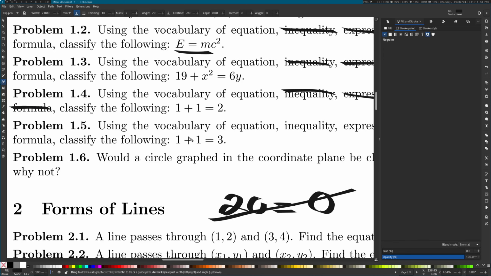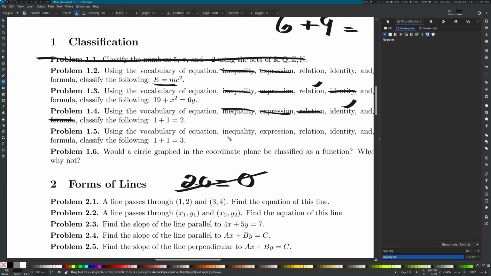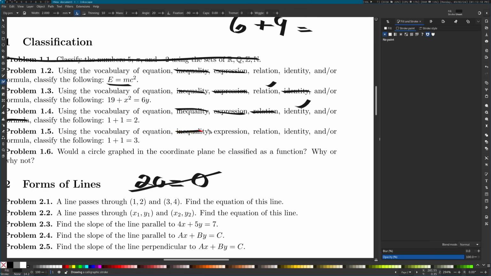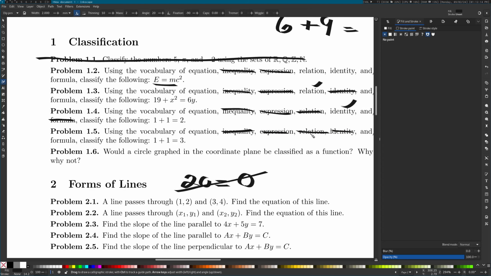Okay, now the last one about vocabulary. Is 1 plus 1 equals 3 an equation? Yeah, it's just false. All right, then you guys got this one. It's actually not an identity either.